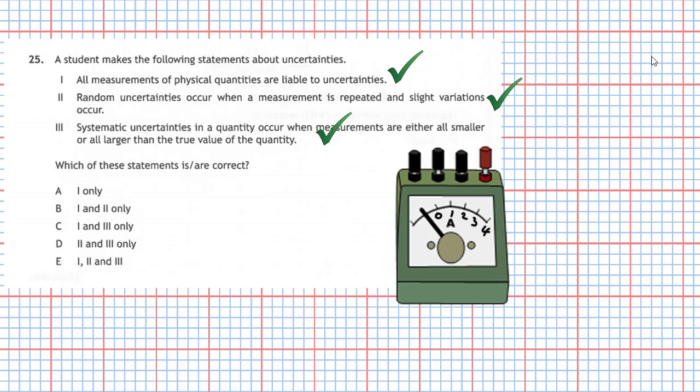So systematic uncertainties in a quantity occur when measurements are either all smaller or all larger than the true value of the quantity, and that is correct. So we have 1, 2 and 3 all correct, so our answer must be E in this case. And that ends the 2019 Section 1 Higher paper.